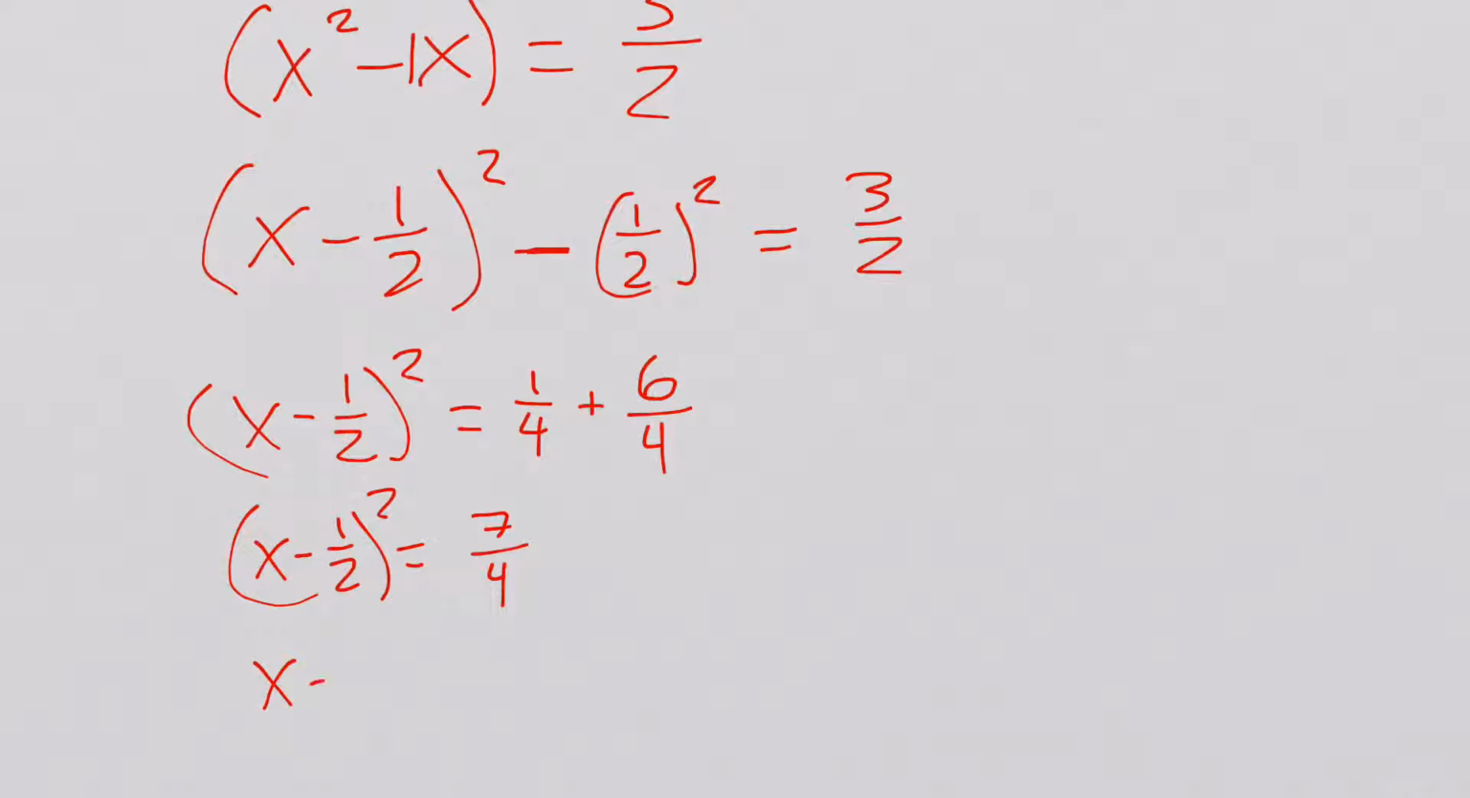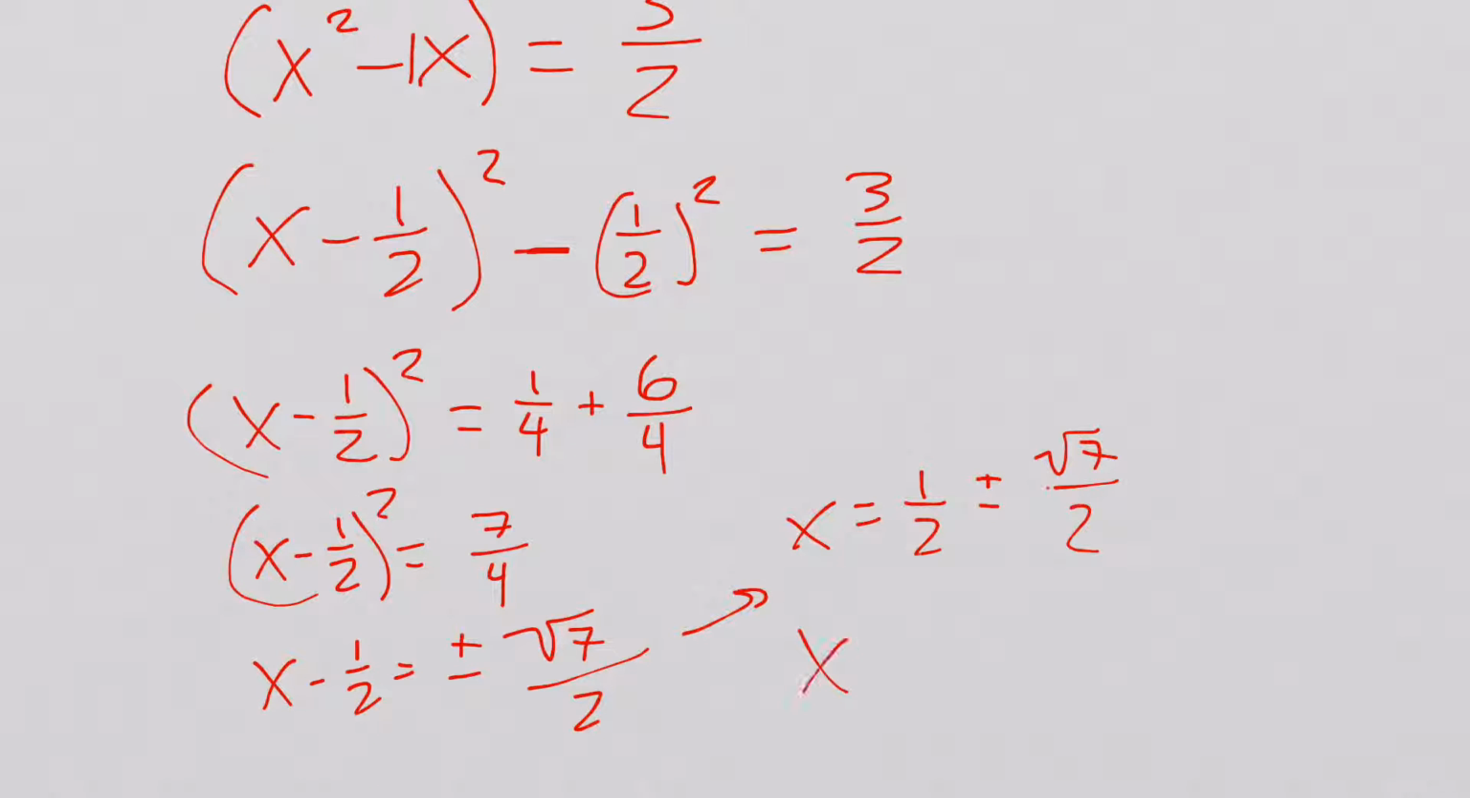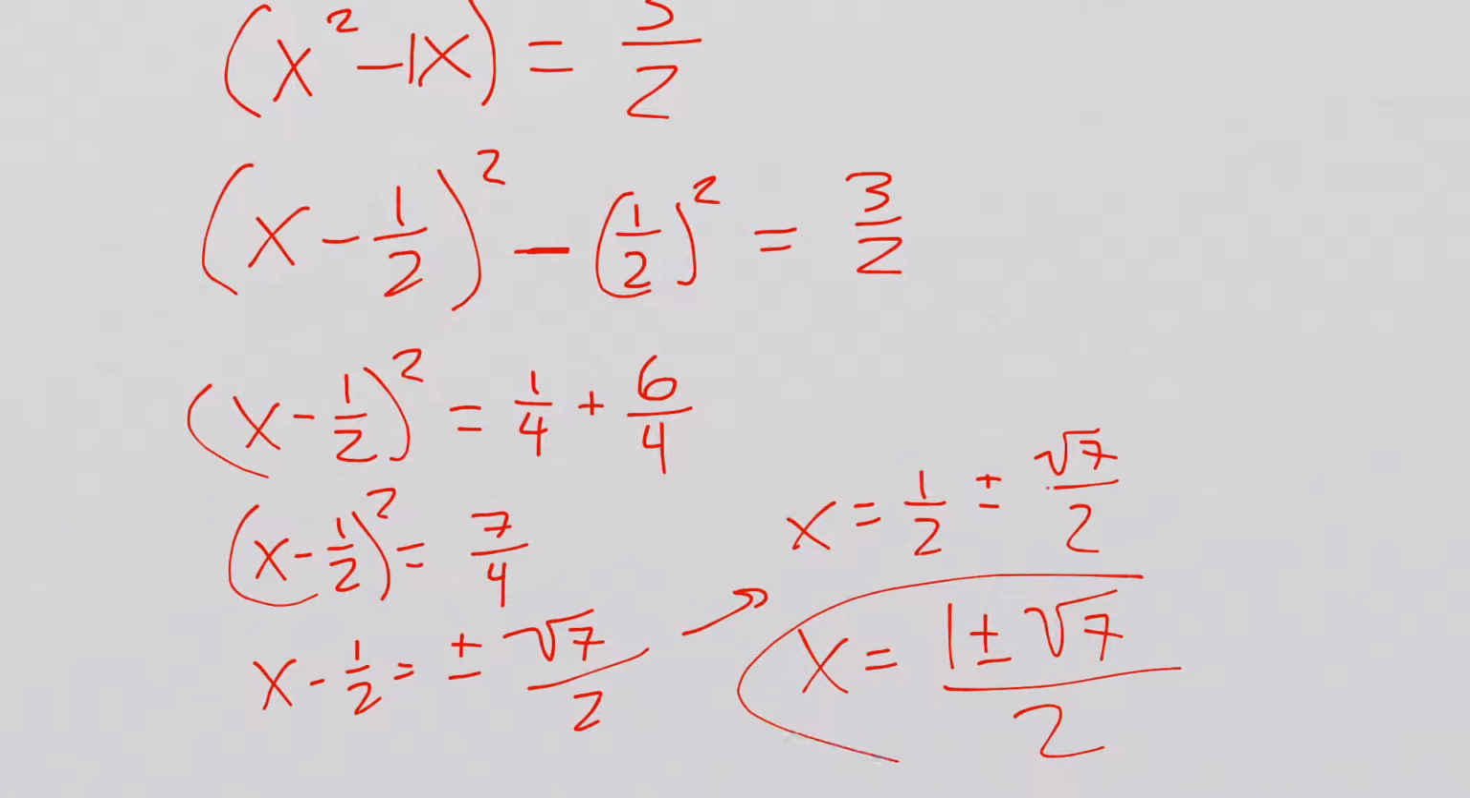So now x minus 1 half will equal plus or minus the square root of 7 over 2 by square rooting that 4. So that's good because now we'll have a common denominator. x equals, add the 1 half over, 1 half plus or minus the square root of 7 over 2, which means x equals 1 plus or minus the square root of 7, all divided by 2.